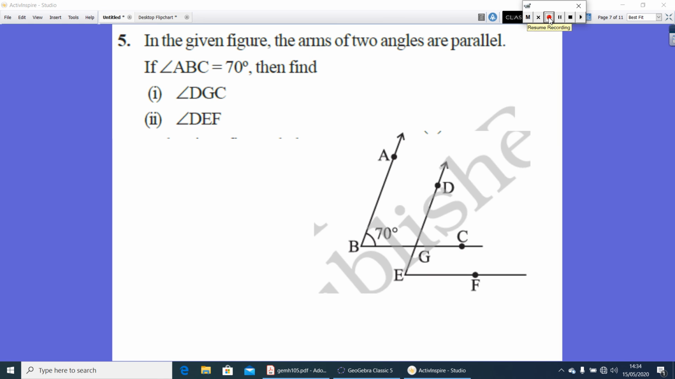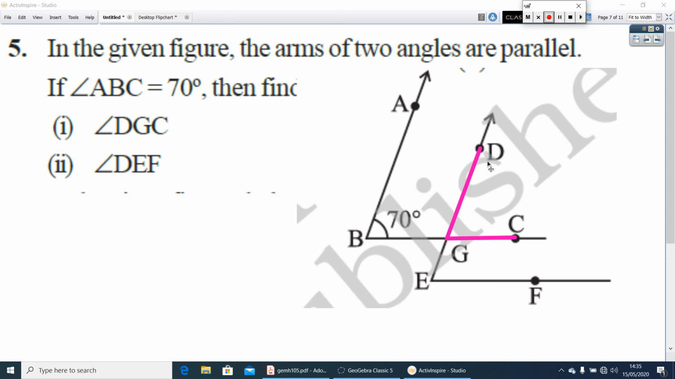Question number 4 is already done. Now question number 5. In the given figure, the arms of the two angles are parallel. That is, AB is parallel to ED. Similarly, BC is parallel to EF. Now angle ABC is given as 70 degrees. Now find angle DGC.